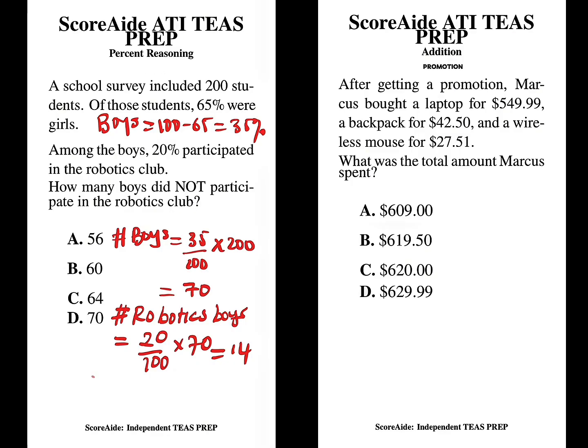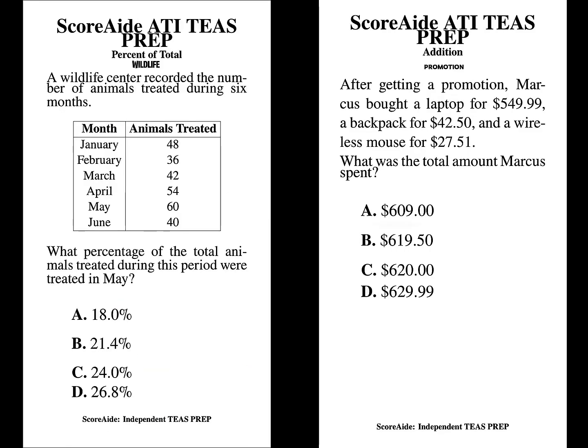So how many students were not in robotics club? It's going to be 70 total boys minus 14, which is equal to 56. And the answer is A, right? The answer is A.